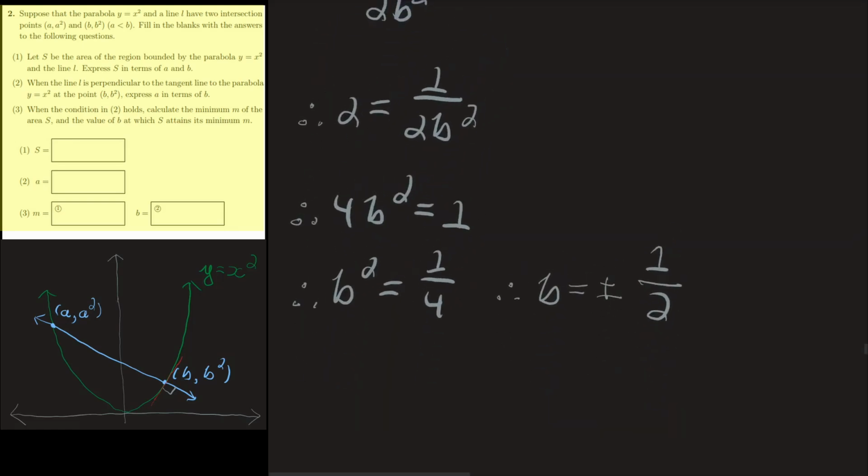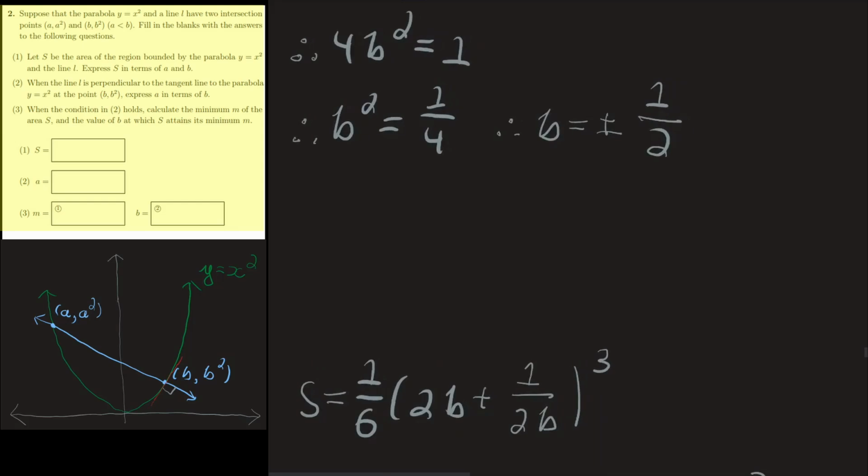So to figure out which one's the right answer, let's look at the expression for our area again. Notice that if we use negative 1 over 2 for b, then 2b will be negative, and 1 over 2b will also be negative. So this whole thing inside the brackets will be negative. When we cube it, it'll stay negative, right? A negative number cubed is still negative. And so our area will be negative. But a negative area is impossible, right? Area has to be positive. So clearly we cannot use b equals negative 1 over 2. And so we use positive 1 over 2 instead.